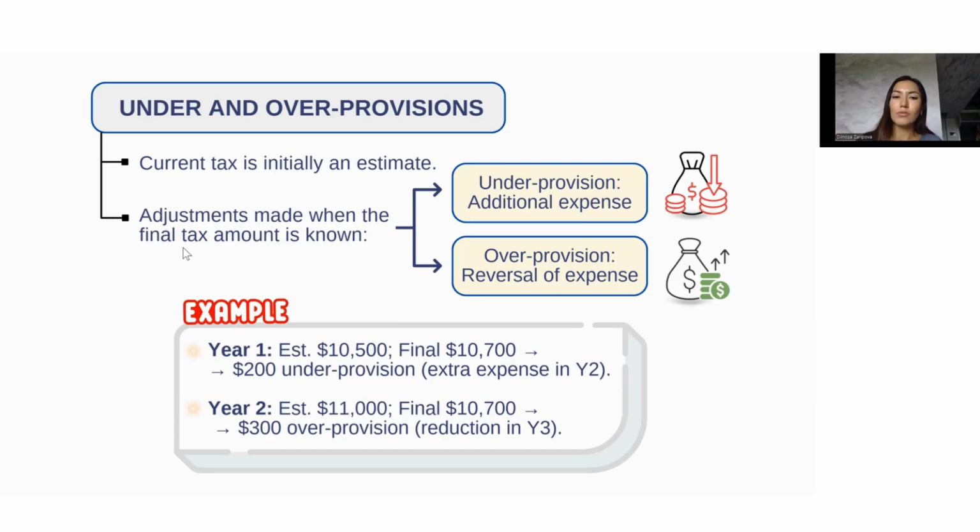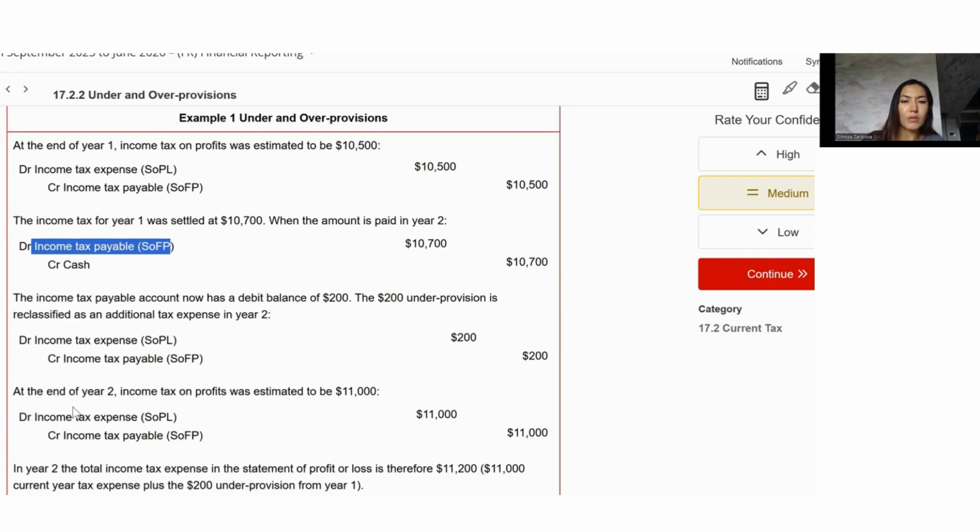Depending on the first amount, if you made the first estimate higher than the final tax amount, then you have over provision, right? In this case, you need to reverse this expense. But if your estimate that you did in the beginning is less than the final tax, then you have under provision. Then you need to charge additional expense. All right. Let's look at this example.